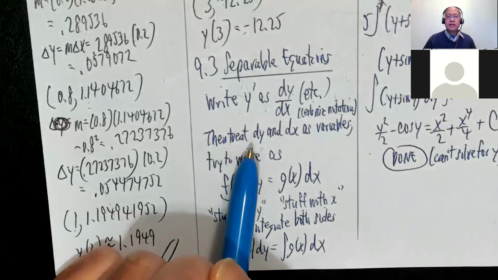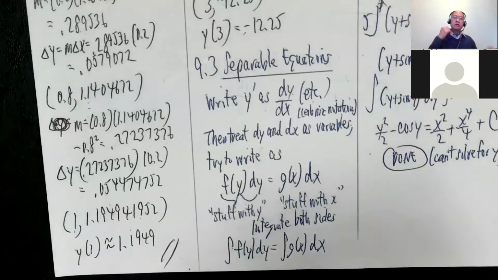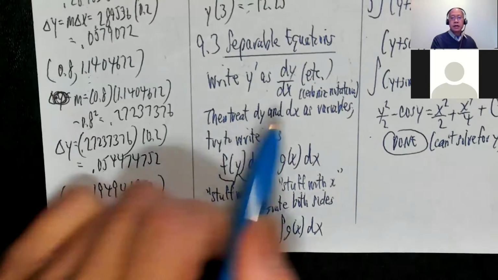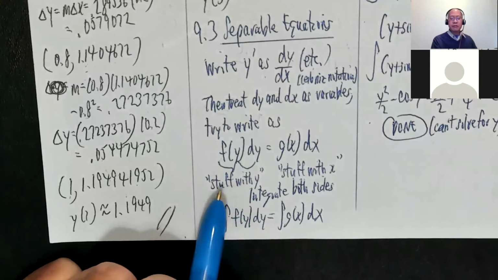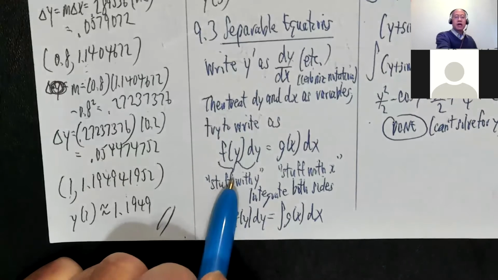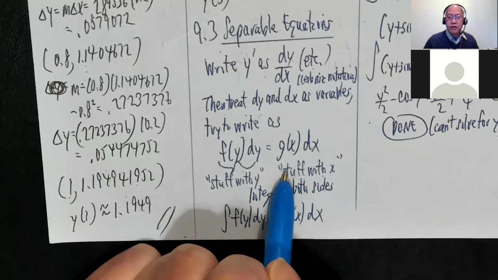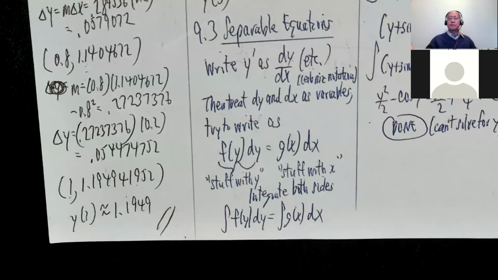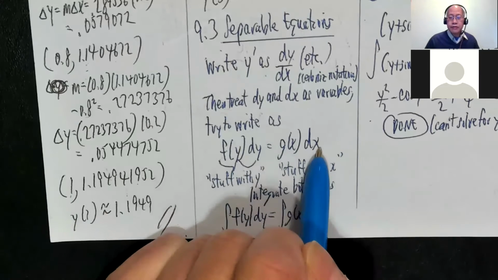Right, what you do is you try to treat dy and dx as variables, and then using algebra, try to write the equation so that you have f of y dy equals g of x dx. That means on this side you have a bunch of stuff with y. That's not very mathematical sounding, but I think you get the idea. Everything on one side has y and a dy. Everything on this side is stuff with x dx. So you separate the y's from the x's, or the u's from the t's, right? Or the p from the w, whatever the letters happen to be. Okay, so all the variables on one side and all the other variable on the other.